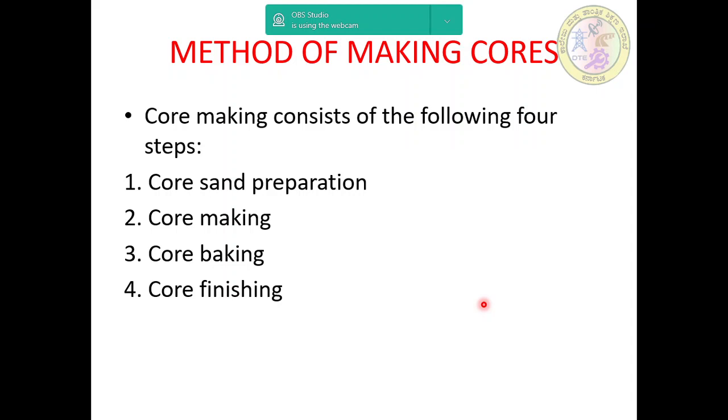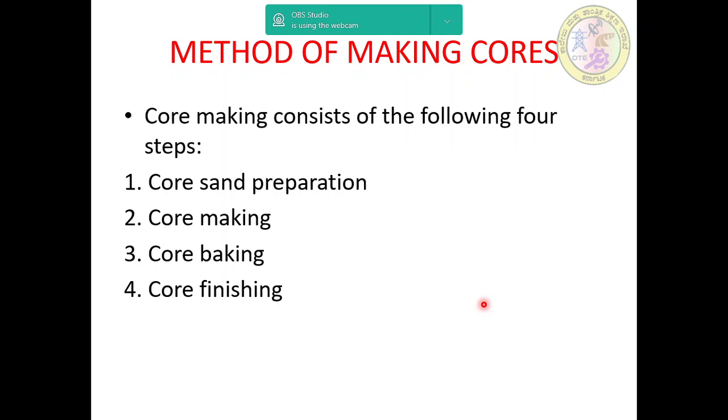Next we'll go for the method of making cores. Here core making consists of the following 4 steps. First one is core sand preparation, then core making, core baking, and finally core finishing. We'll discuss one by one. First we'll take core sand preparation.